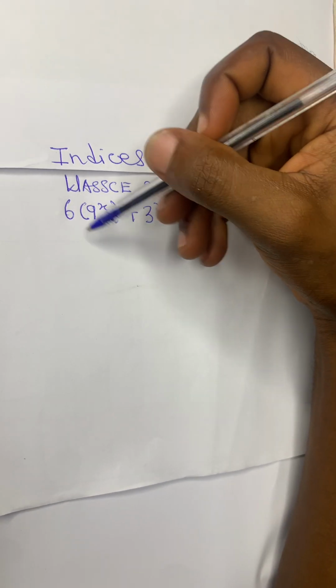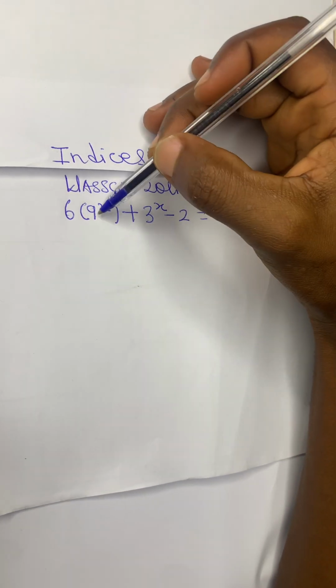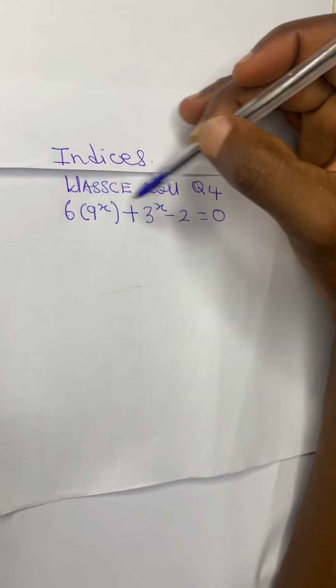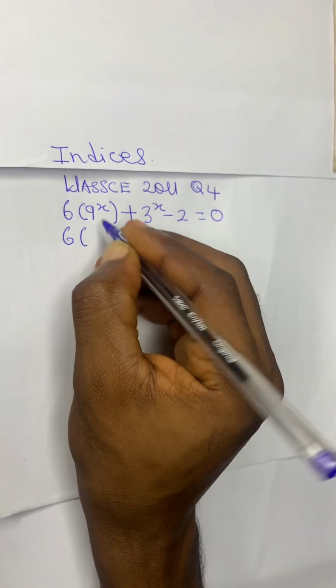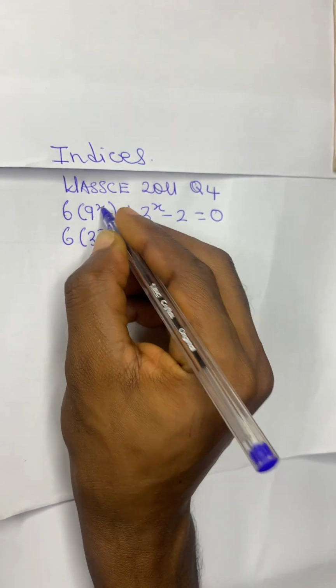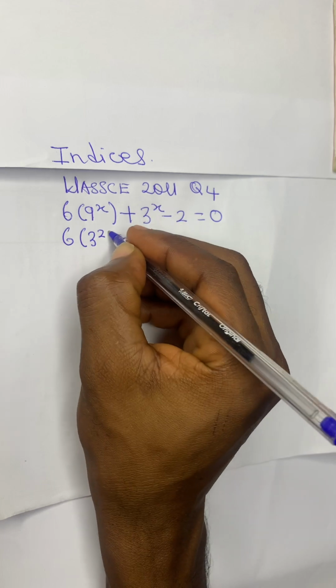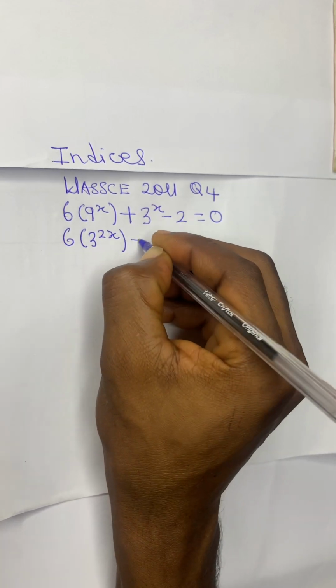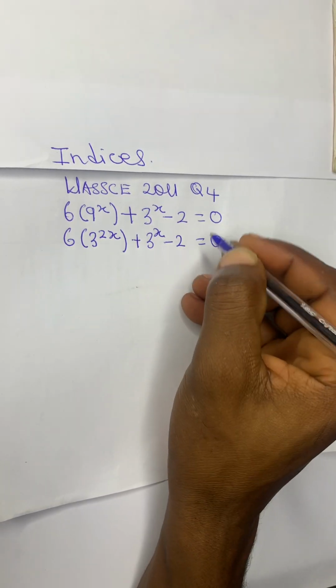Now we have 6 multiplying 9 to the power x plus 3 to the power x minus 2 is equal to 0. Here, our main aim is to ensure that the bases are the same and have the same exponent. So 9 can be written as 3 to the power 2. Then, because of the x, a power raised onto another power, we multiply the powers. Plus 3 to the power x minus 2 is equal to 0.